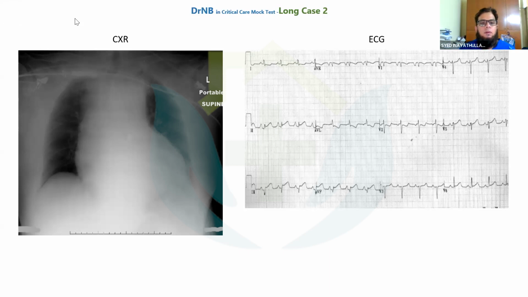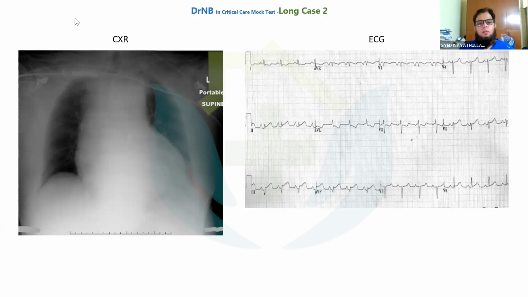ECG is consistent with ST elevations in inferior leads 2, 3, and aVF with reciprocal ST depressions in V1 and V2. And also there are ST elevations in V4, V5, and V6. So it's consistent with inferolateral involvement. Okay. So what does that mean? What is your interpretation?